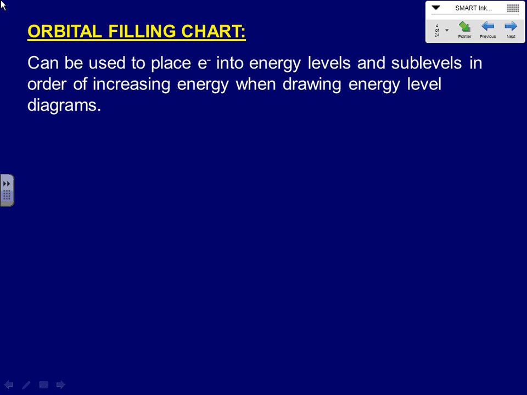You know what? Don't write this down. This is a way in which many textbooks portray it, but I'm going to show you a way to learn this filling order by just using your periodic table and not having to worry about something like this. So the orbital filling chart can be used to place electrons in energy levels and sublevels of increasing energy when drawing energy level diagrams. So in other words, we could use this to figure out which orbital to put them in first. But I'm going to show you another trick.